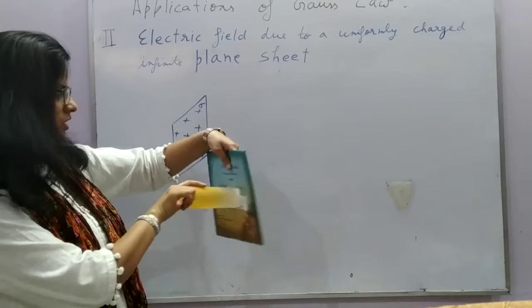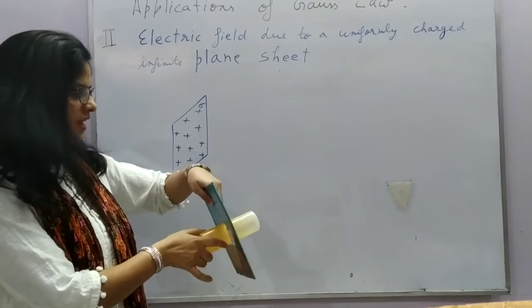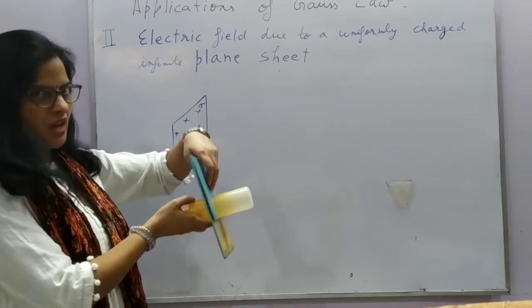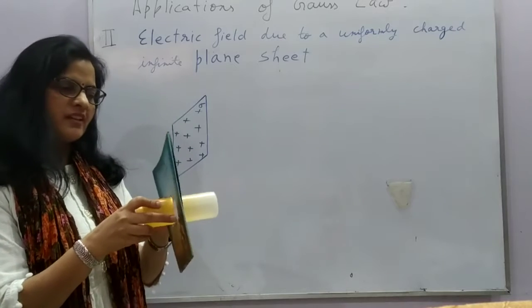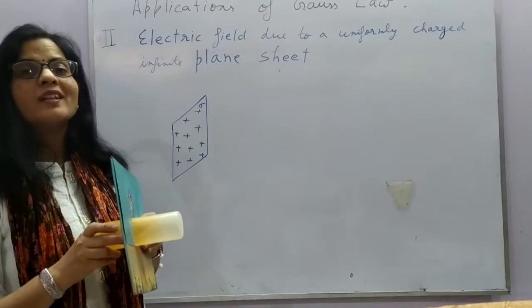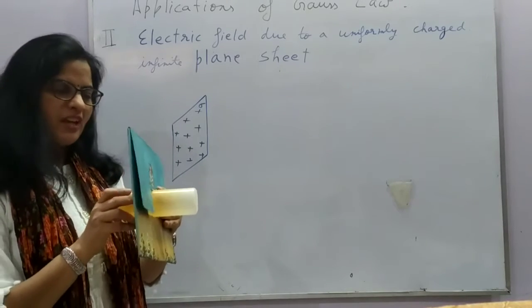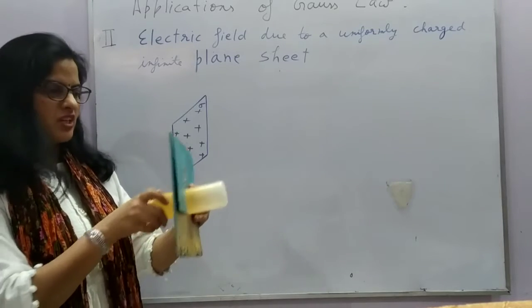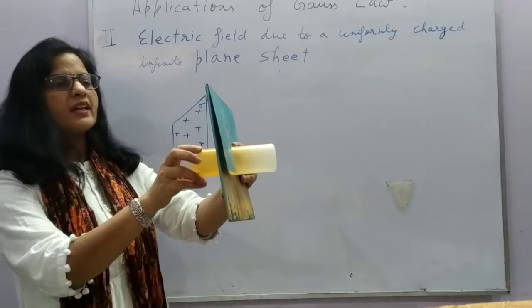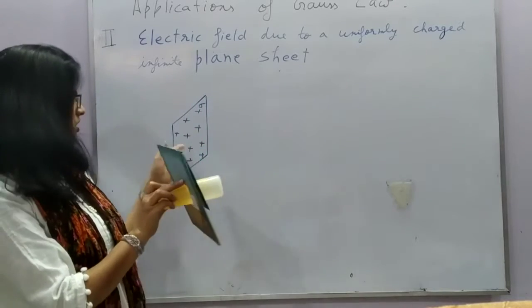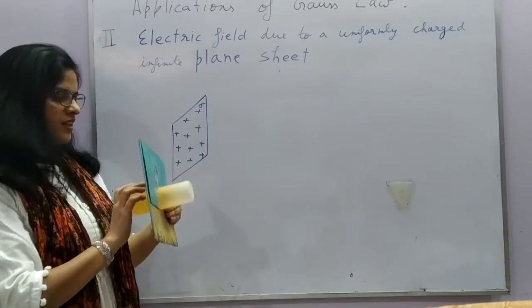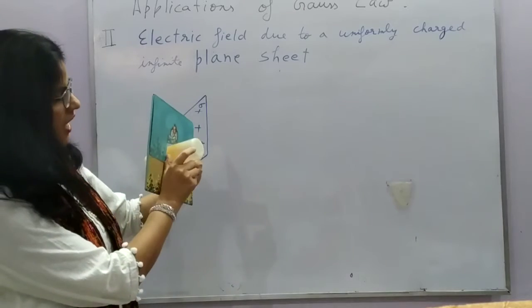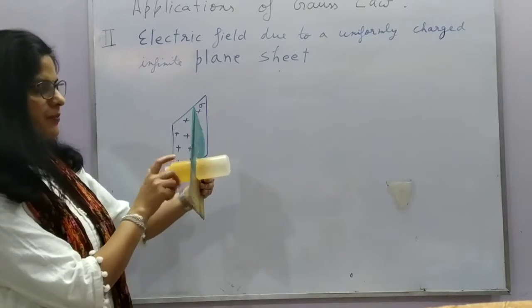I am taking this sheet. This is an imaginary Gaussian surface. I am showing it here with the help of this cylinder, but this is actually imaginary. Imaginary means we can consider it to be passing through this sheet. So we consider that this is the sheet and the Gaussian surface is cylindrical, where half of the part is here, half of the part is here.